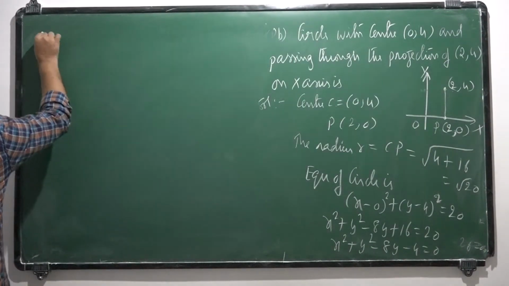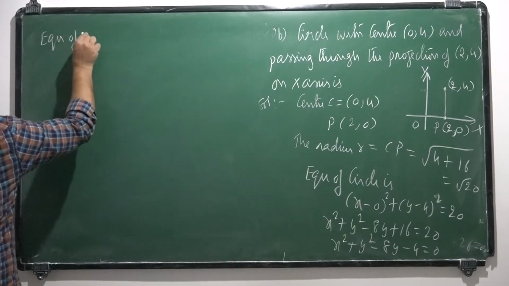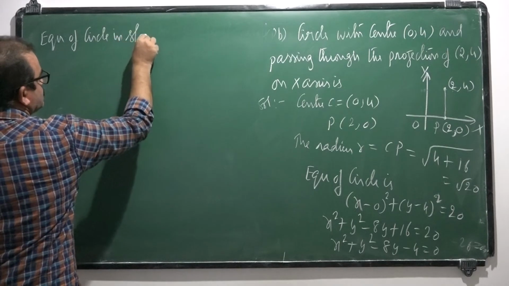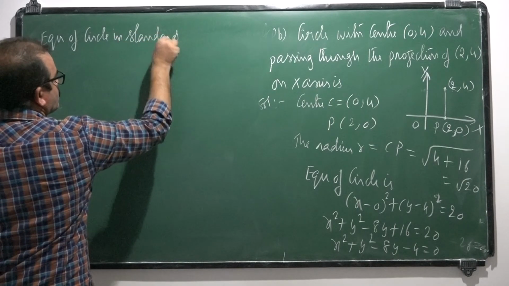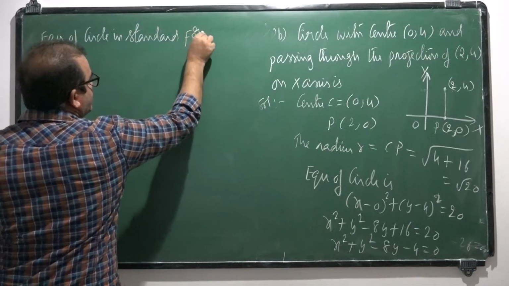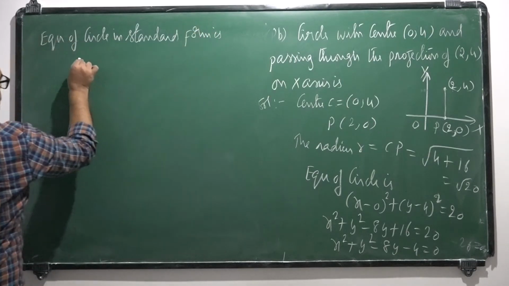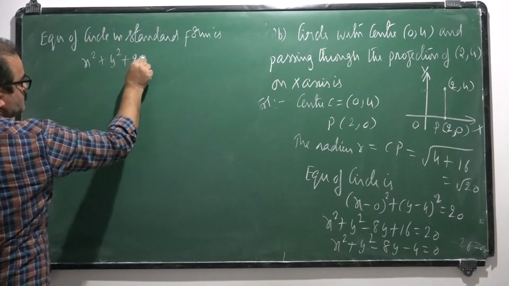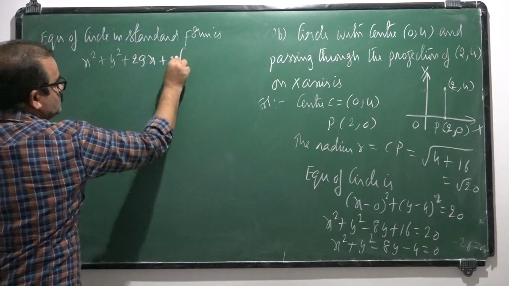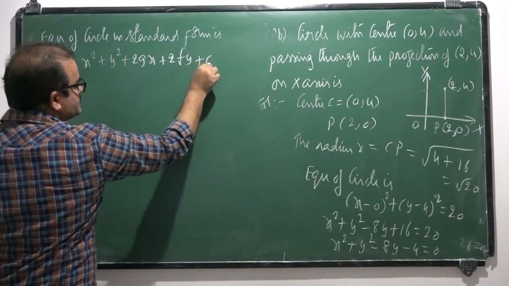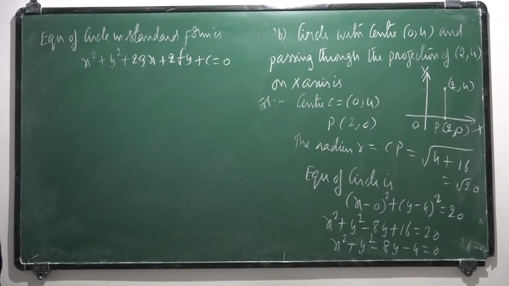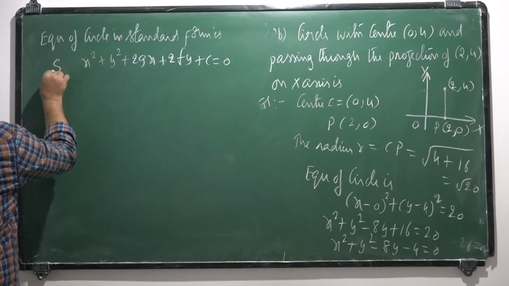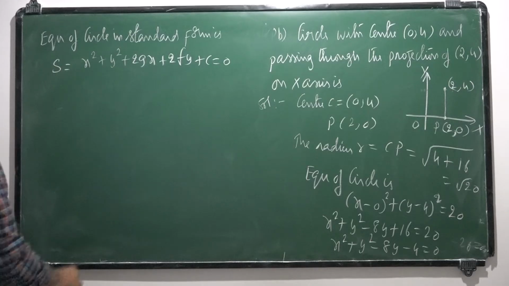Always, the equation of the circle in standard form is x² + y² + 2gx + 2fy + c = 0. This is called the standard form of the circle. Let it be denoted by the symbol S.